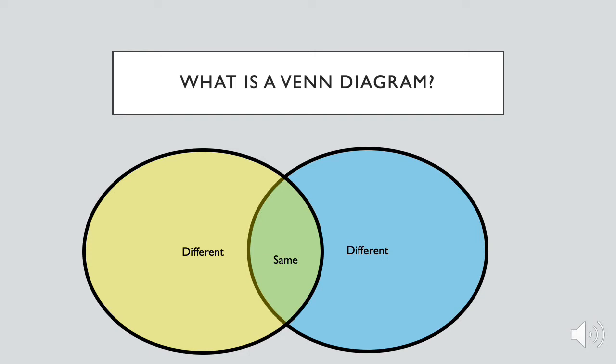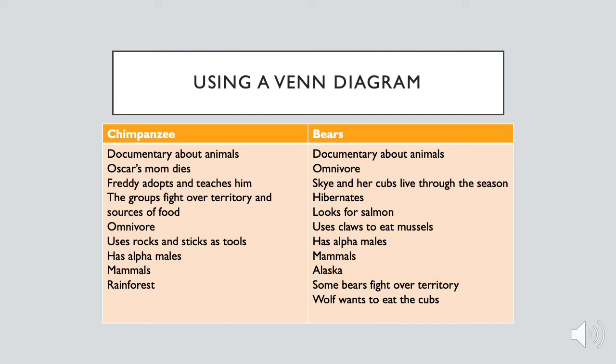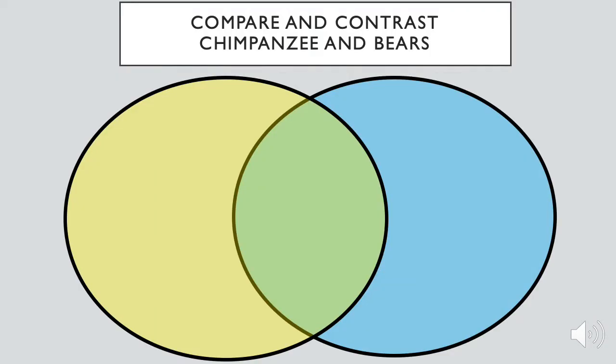So we're going to use this setup to take what we discussed yesterday about our two movies, Chimpanzee and Bears, and take those lists that we made up to show what each movie was about, what happened in the movies, and transfer that information into a visual showing to compare and contrast Chimpanzee and Bears. So first thing we're going to do is label each circle.